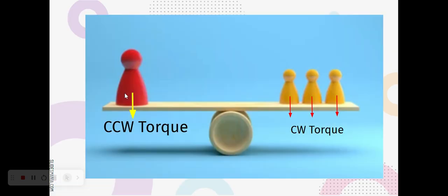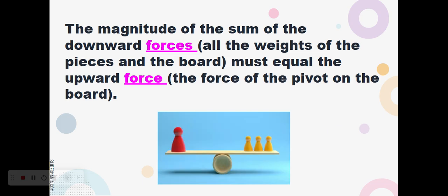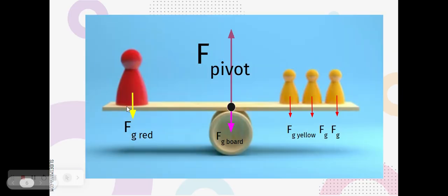Okay, so same thing. Counterclockwise torque, clockwise torque, they have to balance out. Okay, and then the sum of the forces also have to balance out. This pivot here in the bottom has to be holding up the weight of all of these things. So the normal force pushing back up on this beam has to be equal to the weight of everything that's on it. And so we get this picture here. You've got the downward force of the red, you've got the downward force of the board, the downward force of each of those pieces. That has to be completely balanced out by the pivot.